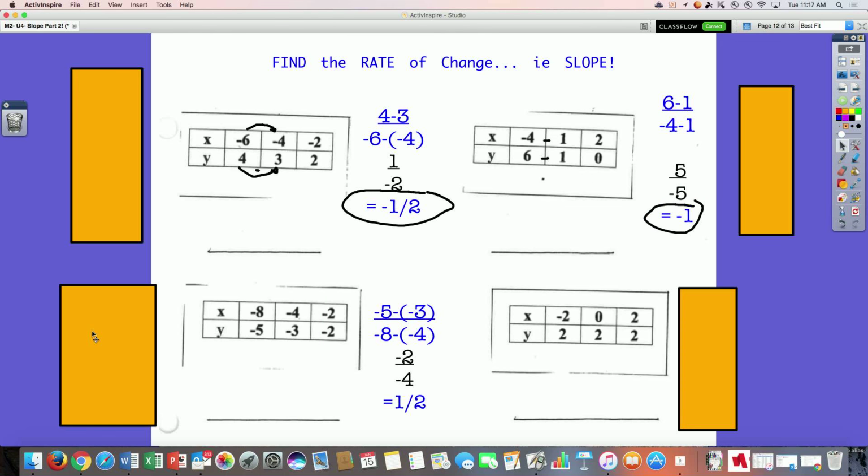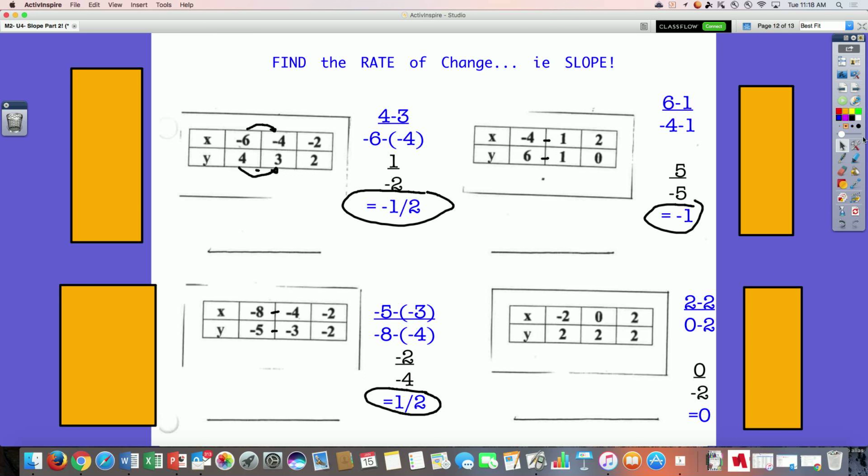Here's the final two answers, right? I'm subtracting the y's over subtracting the x's. Changing y, changing x. Negative 2 over negative 4, which reduces to 1/2. Well, let's do this one. Y's over x's, right? I'm subtracting these problems. 2 minus 2 is 0. I went this way. 2 minus 2. I know it's confusing because of the 2's. And then 0 minus negative 2.